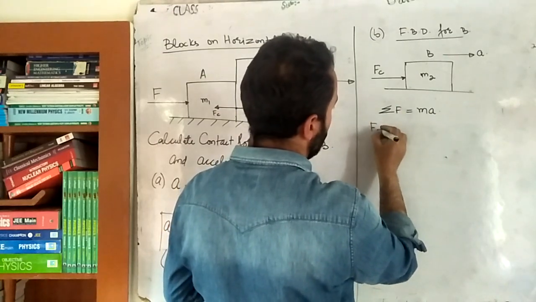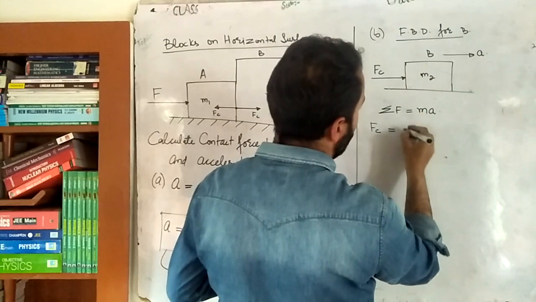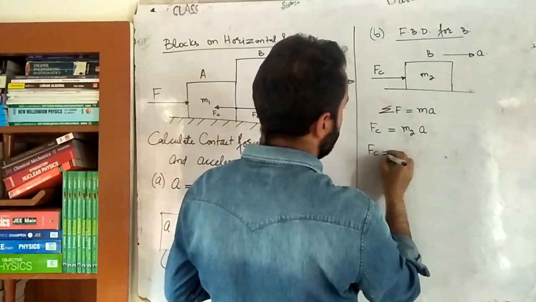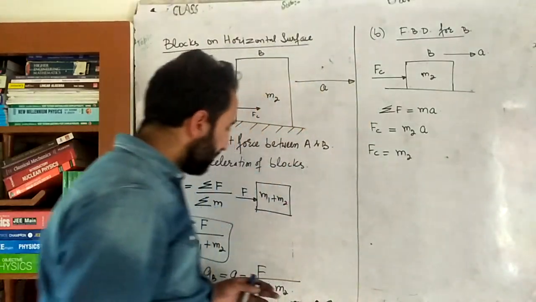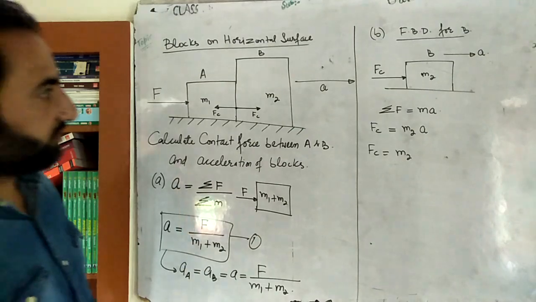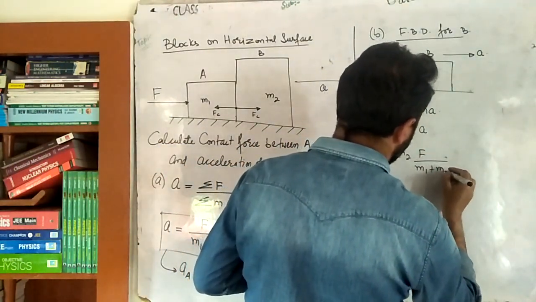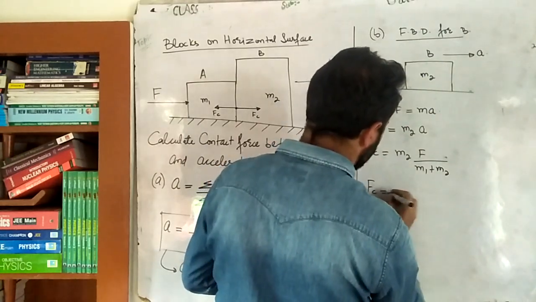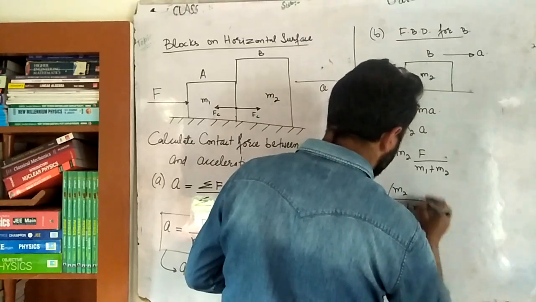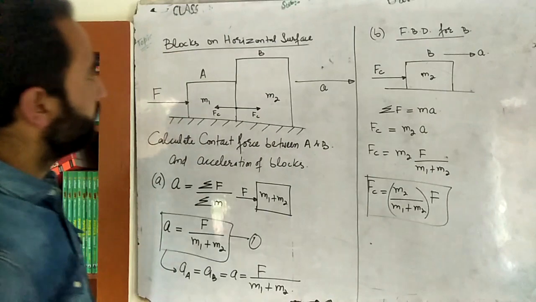So that's simply Fc, the contact force. The contact force will be equal to mass, the mass of this block is m2, multiplied by acceleration. Acceleration is A, so Fc will be equal to m2 multiplied by A. We have already calculated that, the first equation gives the acceleration, and substituting here, A will be F divided by m1 plus m2. So the contact force Fc is equal to m2 divided by m1 plus m2 multiplied by capital F. This is the contact force between the two.